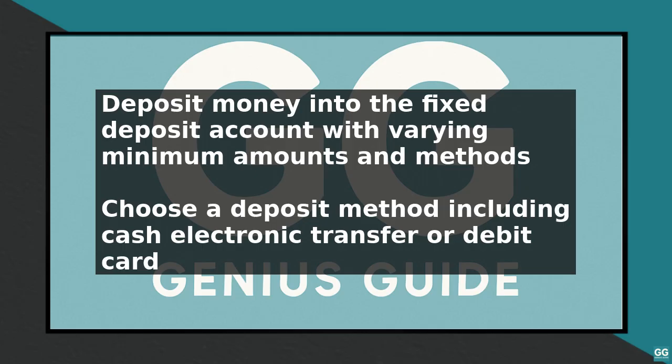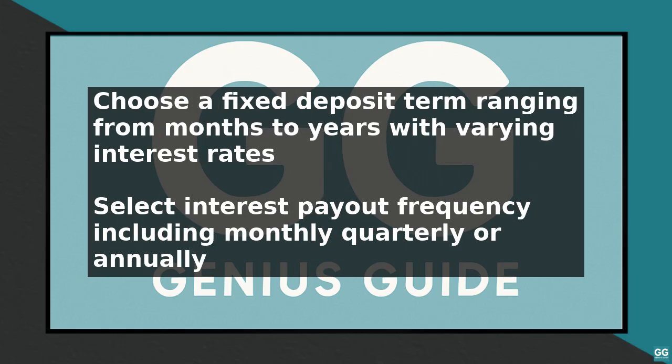The interest rate on your fixed deposit account will be determined by the term you choose and the amount you deposit. The interest will be calculated daily and paid out at the end of the term. You can choose to have the interest paid out monthly, quarterly, or annually, depending on your needs.